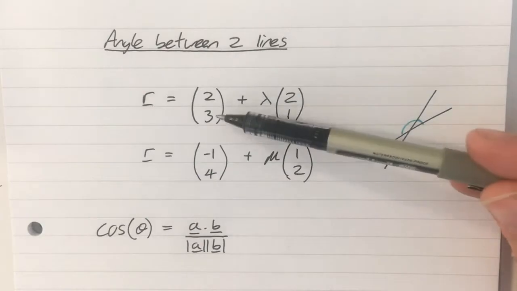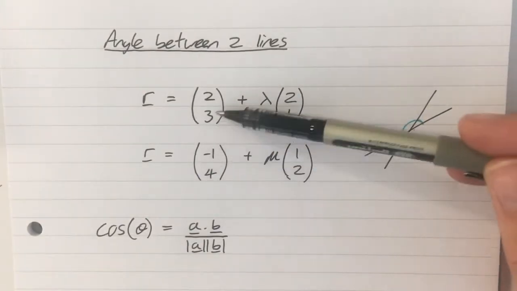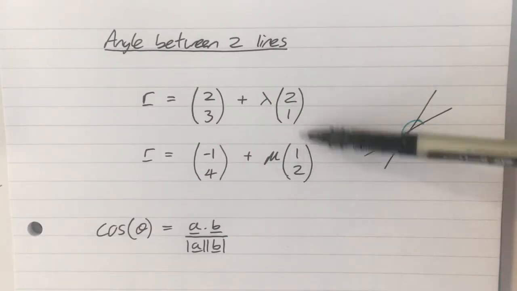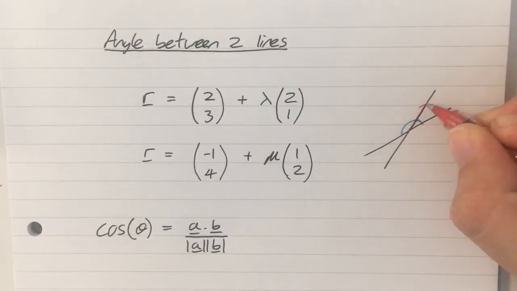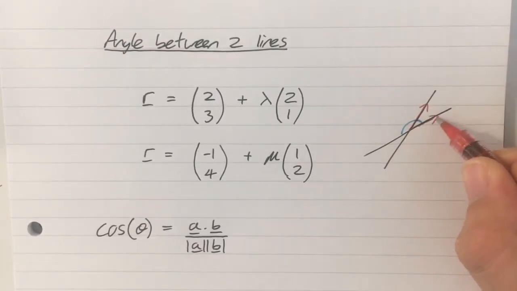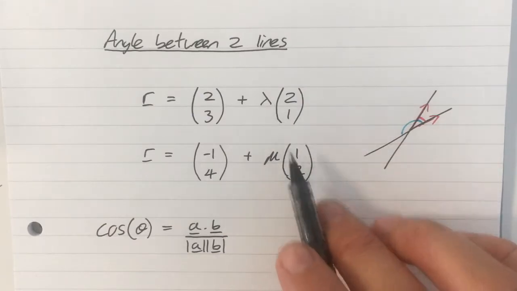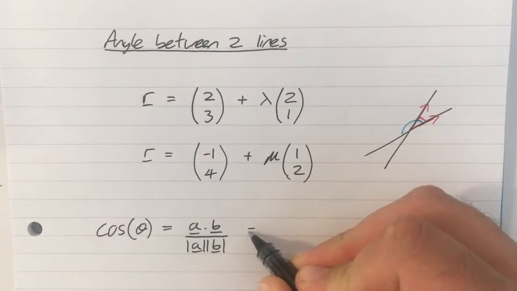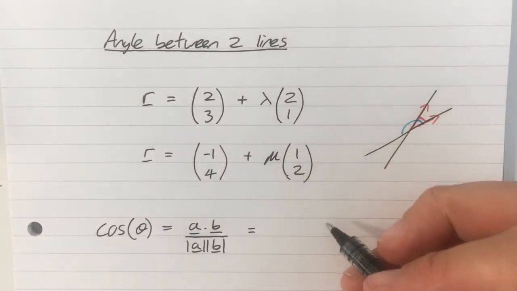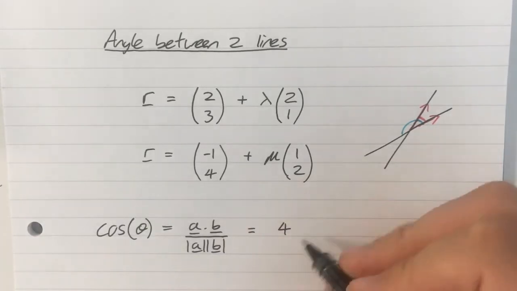And the vectors that we're interested in, well, there are four vectors in play here, but I'm not actually interested in the point on the line. I'm interested in the directions of the lines. So we could say that this vector here is the vector 1, 2, and this vector here is the vector 2, 1. I want to find that angle. So it's the two direction vectors, the two coefficients of my parameters, that are going to be used. In this case, we're going to have 2 times 1 plus 1 times 2. So that's 4 for my dot product.